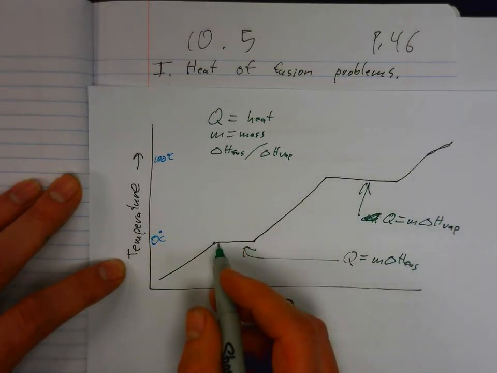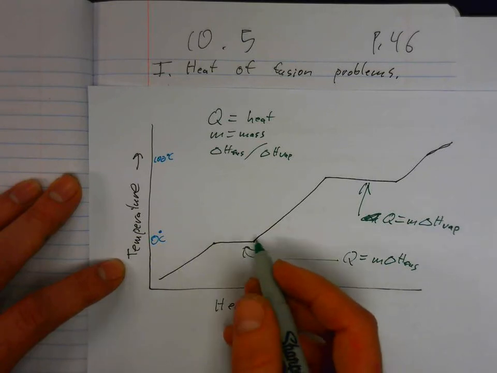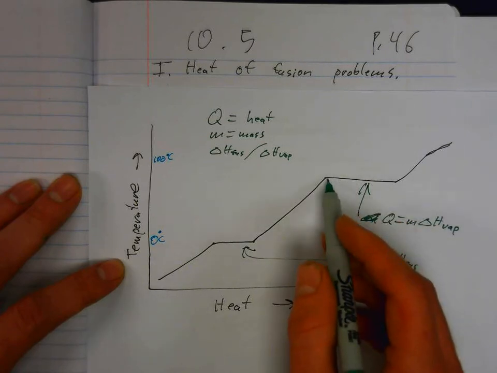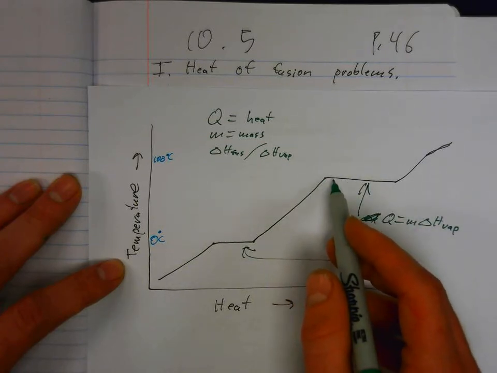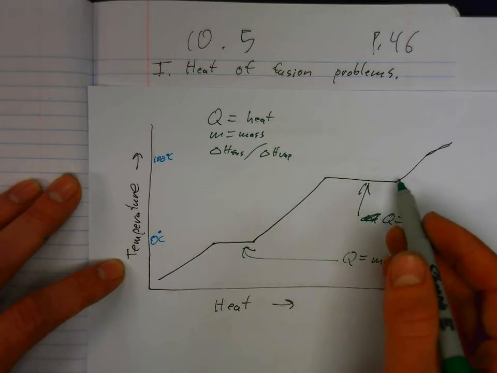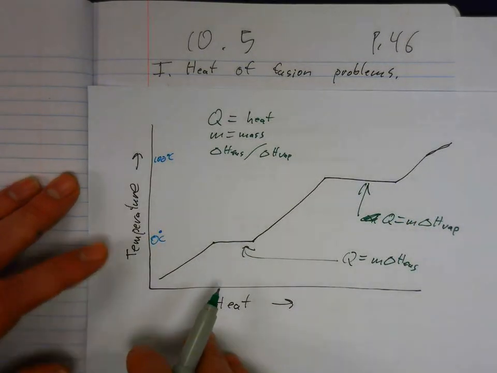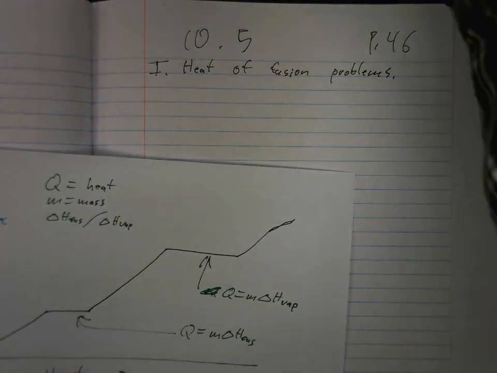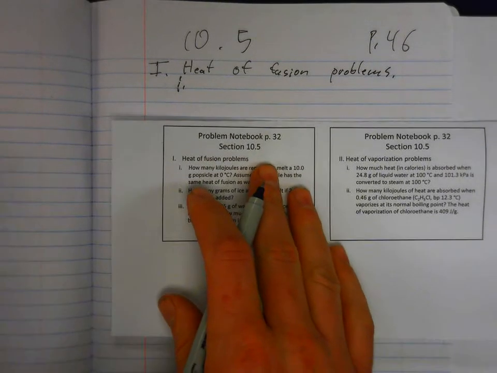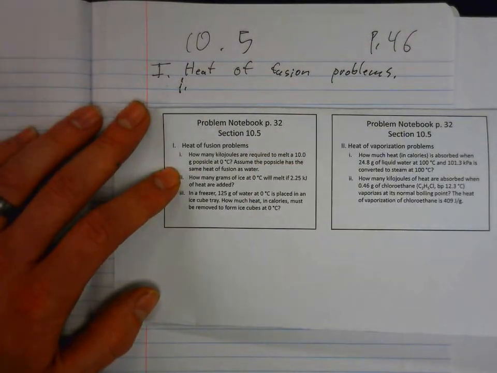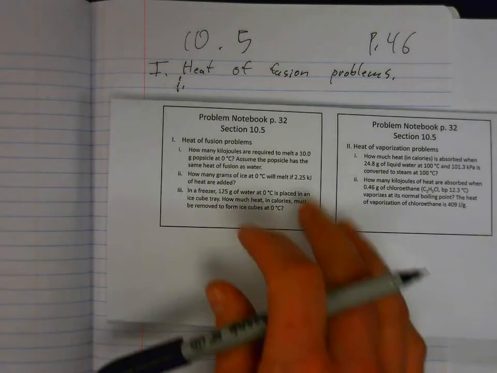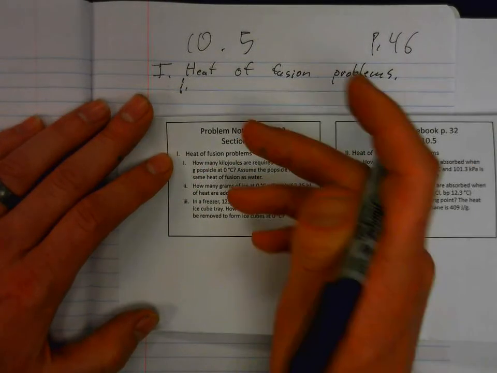So we can figure out the amount of heat it takes to melt water, or likewise the heat lost when it freezes, or the heat it takes to boil water, to vaporize, that is, or likewise the heat that's lost when it condenses back to a liquid. So let's take a look at a few heat of fusion problems. So heat of fusion problems, that means we're at this point. We're looking at the amount of heat it takes to melt something or freeze something.